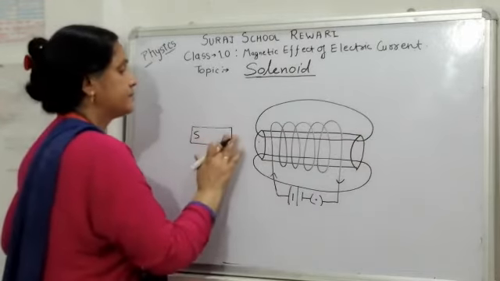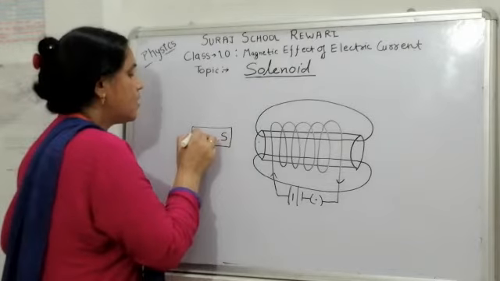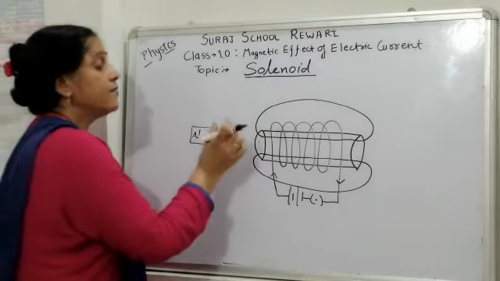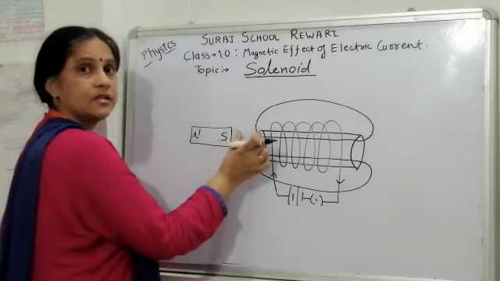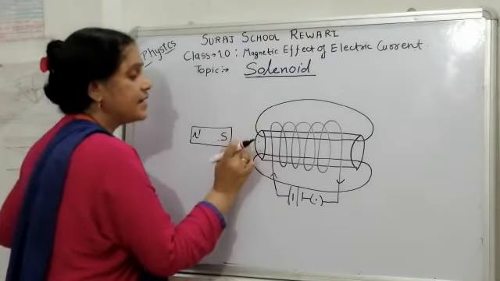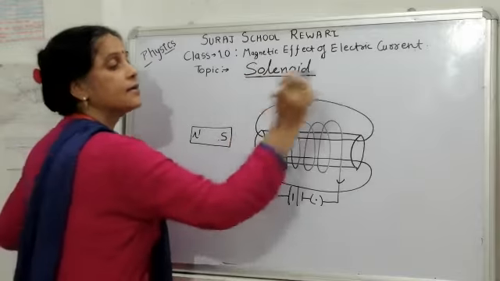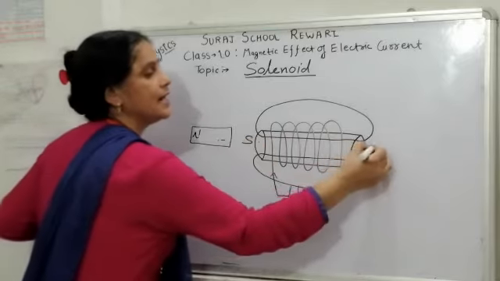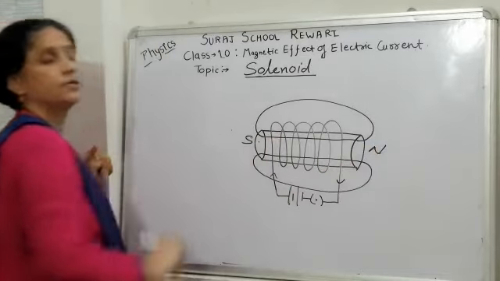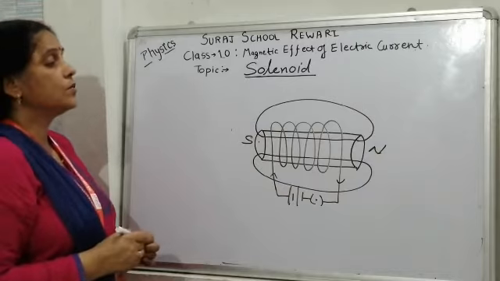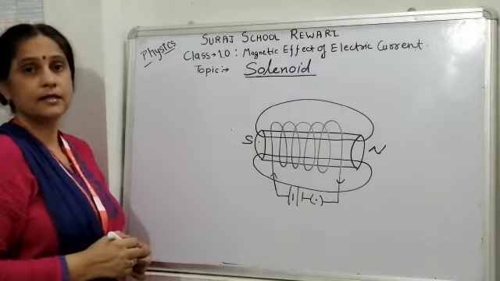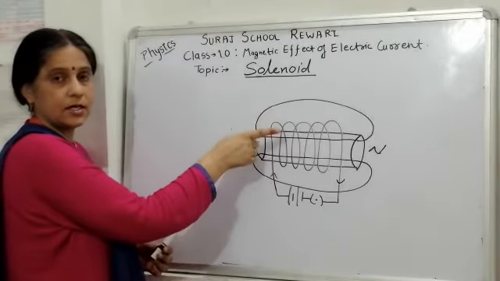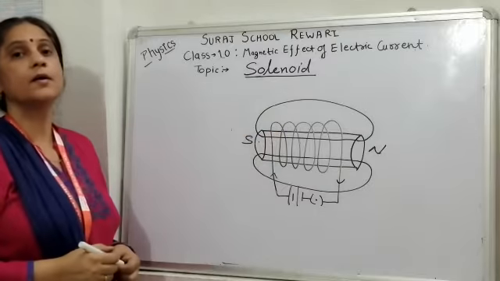And if we bring the south pole of the bar magnet near the solenoid, then we see whether there is a repulsion or attraction. If there is a repulsion, then definitely it will be the south pole of the solenoid and the other one will be the north pole. So it is the south pole and it is the north pole. So there are two ways to find out the poles of the solenoid. One is by the direction of the current entering the solenoid, and the second one is with the help of a bar magnet.